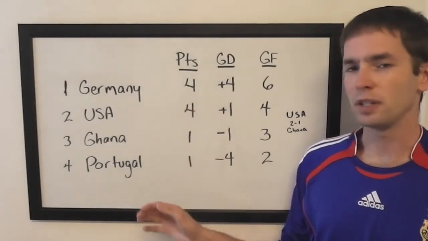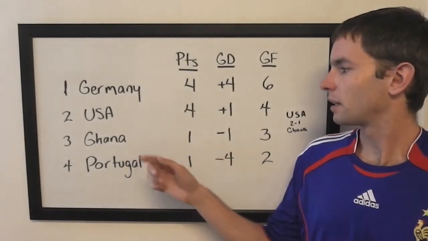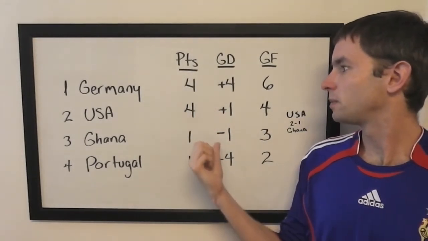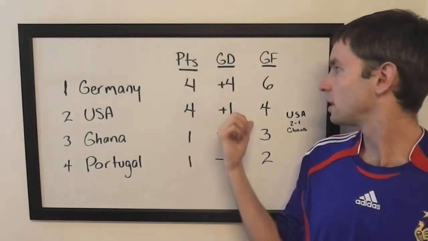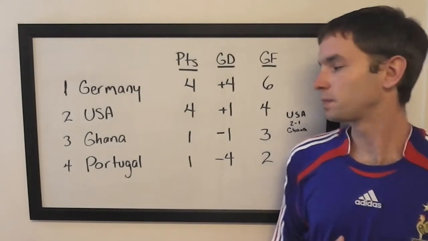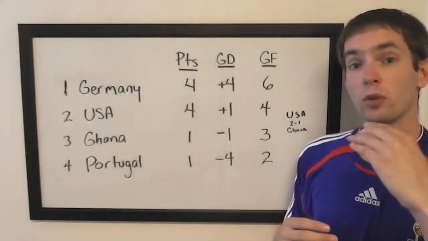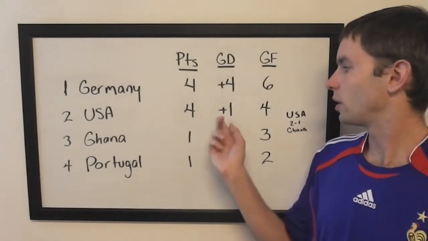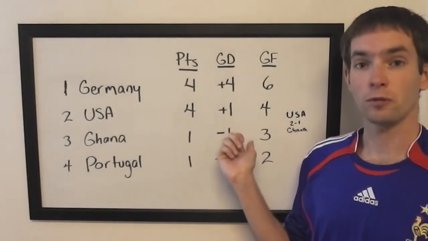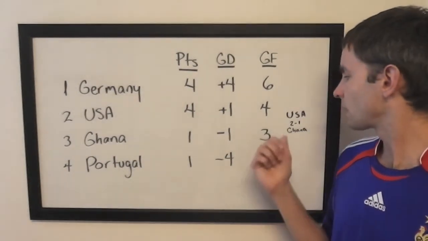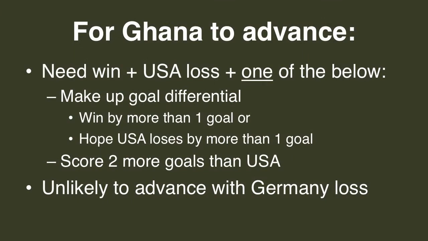Let's look at what each team needs to do to advance. Ghana and Portugal both need to win, and they need to make up this tiebreaker, goal differential, and in some cases, they might need to make up goals for as well. So let's say the USA loses. Ghana will need to win, and they can either win by more than one goal, or the USA can lose by more than one goal, and they'll win on goal differential. Or if they go to goals for, Ghana will need to score 2 or more goals than the US scores. The third tiebreaker, if they tie this goals for, is the USA beat Ghana, so USA would advance.